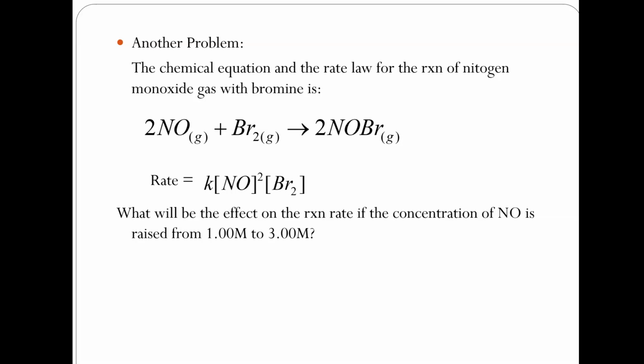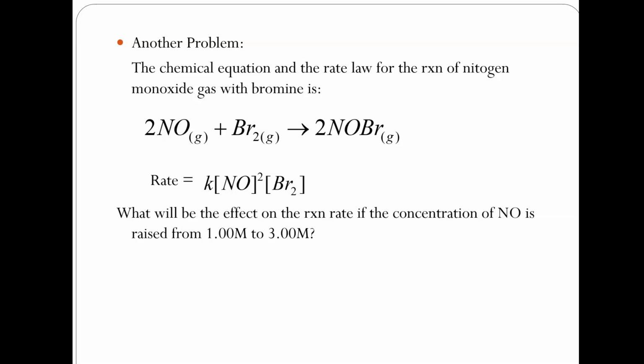I have a chemical equation and a rate law that's given. Nitrogen monoxide gas with bromine is going to produce 2 moles of NOBr. The rate is given to us, so we do not have to figure that out. We don't question it. That's just what's given, and that's how we know the rate law. And it asks us to figure out what the effect on the reaction rate will be if the concentration of NO is raised from 1 to 3.